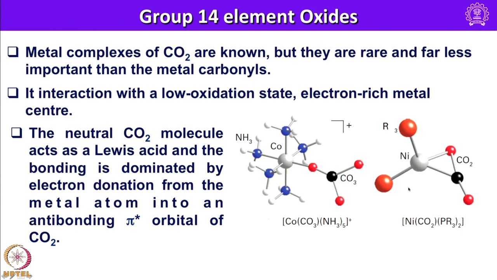In case of carbon dioxide, you can see here it is binding to nickel, very similar to carbon disulfide I showed in the previous slide with platinum. So, here CO3 binding can be seen in this cobalt complex. Carbonate ion is planar and possesses D3h symmetry, with all CO bonds equal and measuring 129 picometer.